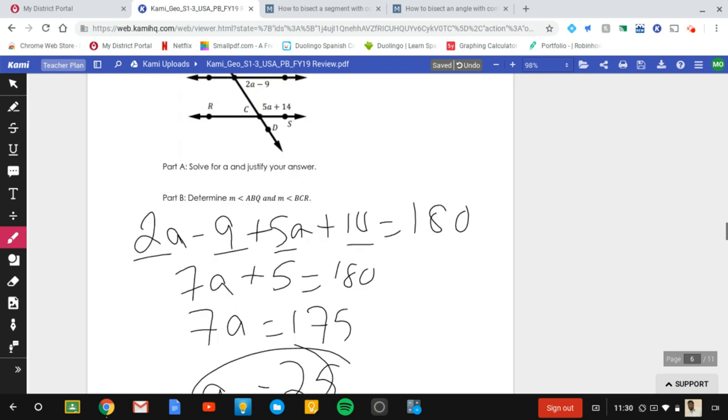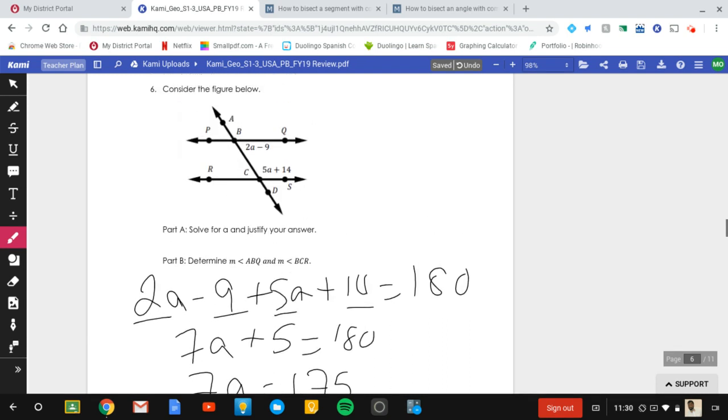This starts to get real fun because here, what angle are they asking me? They're asking me to find angle ABQ. They want me to find this angle right here. I don't know anything about angle ABQ, but I know ABQ is the same as this angle right here, because those two angles are what we call corresponding angles. So if I find this angle, it's going to be the same value for ABQ.